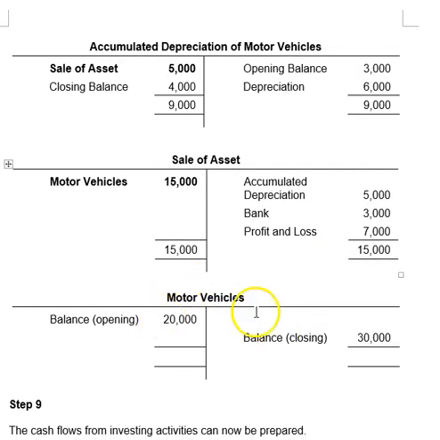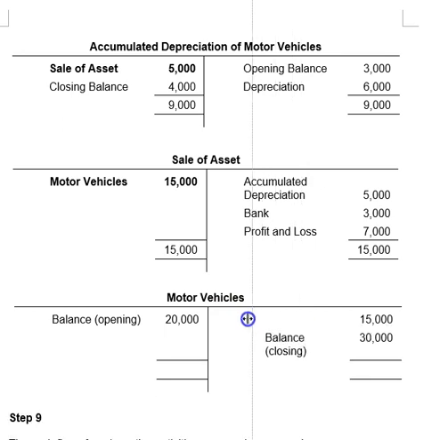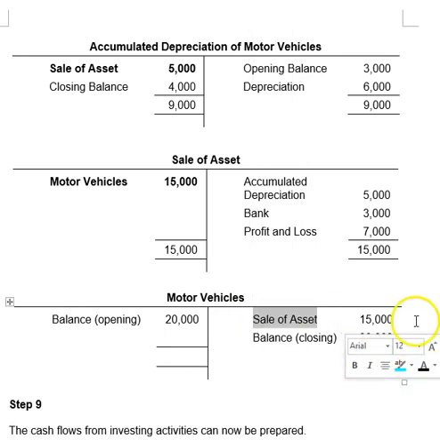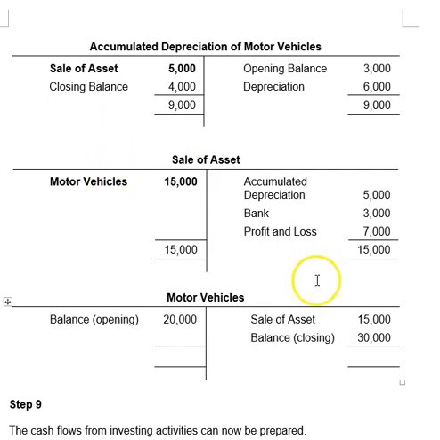Now for your motor vehicles account, just now we already put in your opening balance and closing balance. We mentioned that we sold 1 motor vehicle which cost us 15,000. If I sell off this motor vehicle, it is no longer with me, so our motor vehicles are reduced by 15,000. So credit motor vehicles, debit sale of asset.